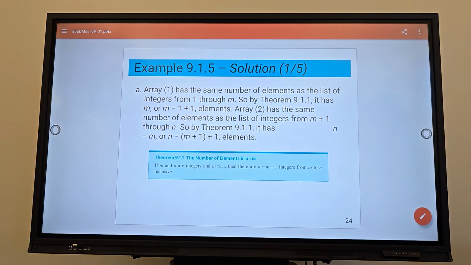Well, the first subarray has the same number of elements as the list of integers from 1 to m. So by Theorem 9.1.1, it has m elements. The second subarray has the same number of elements as the list of integers from m plus 1 through n. So by Theorem 9.1.1, it has n minus m elements.